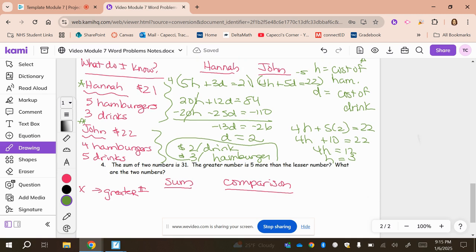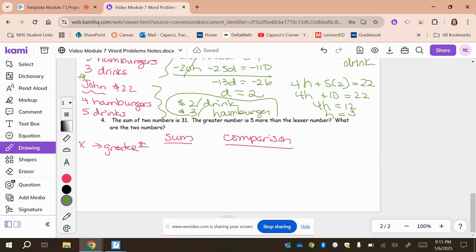Okay, let's take a look at our last one. The sum of 2 numbers is 31. So we know, remember, the sum means to add. The greater number is 5 more than the lesser number. So let's take a look at that. What are the 2 numbers? I'm just going to use x and y. In this case, one of the numbers is greater and one's lesser. So I'm going to make x the greater number and y the lesser number. So I know when I add them together, the sum, I'm going to get 31.